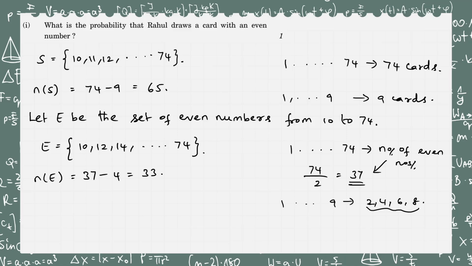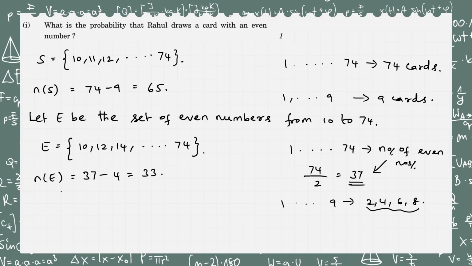Even otherwise, if you are confused doing this, you can apply AP techniques again to count the number of terms in this AP. This AP has the first term 10, the common difference 2 and the last term 74. The same way you can find how many terms are there in this AP. That will help you to find the number of elements, which is 33. Yeah, so the same answer will come however we do it.